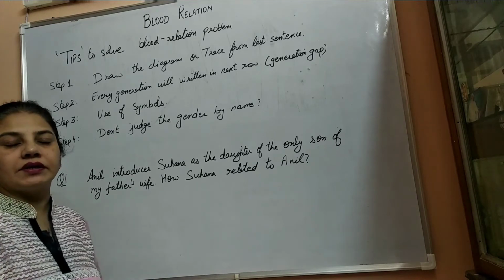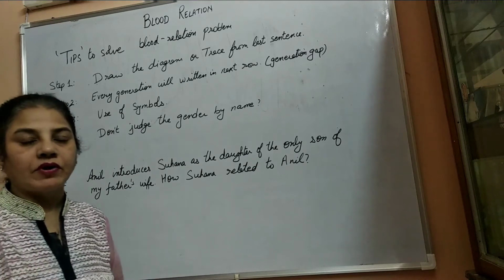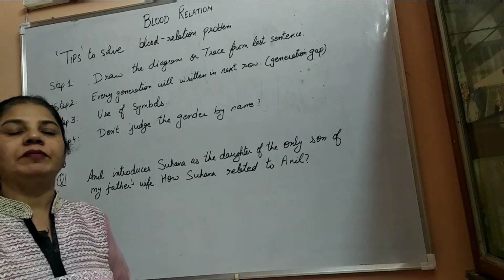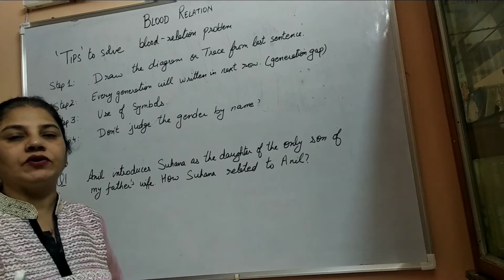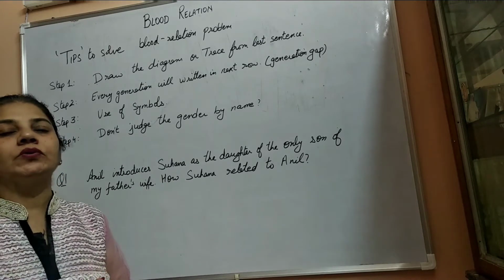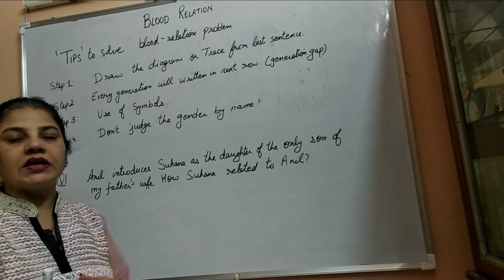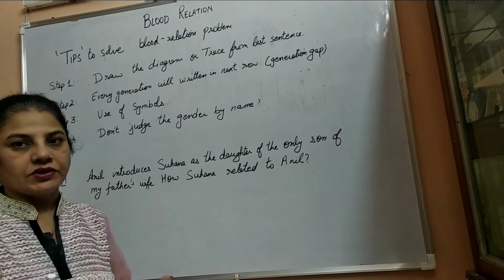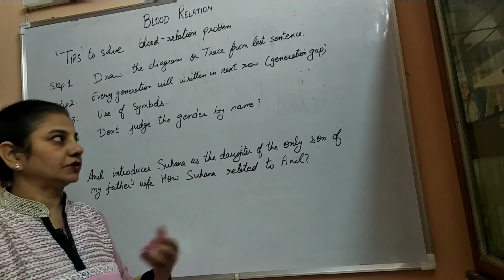Third step is use a symbol. I told you that using a symbol is very important. Use very simple symbols so that they are learned by heart and are very easy for you to draw. This symbol helps you to make the question easier and to identify the gender given in the question.